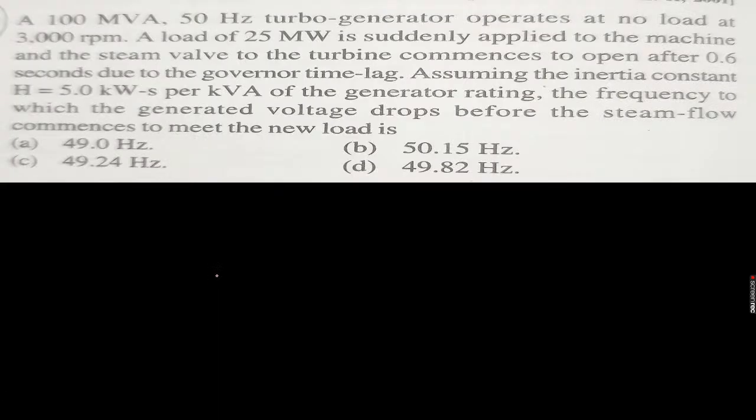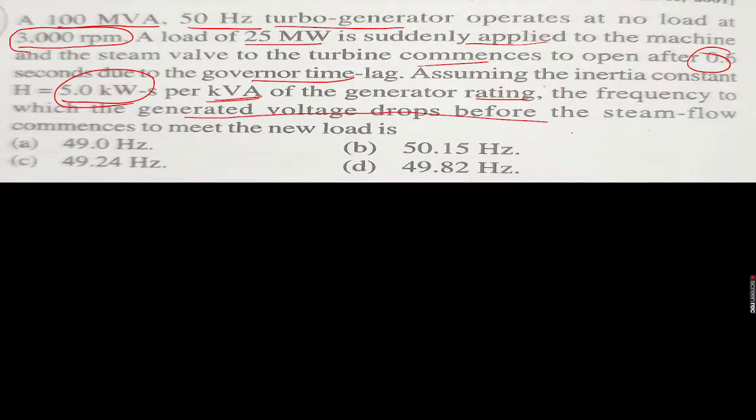Yes, this is one of the most beautiful questions. A 100 MVA 50 hertz turbo generator operates at no load at 3000 RPM. A load of 25 megawatt is suddenly applied to the machine and the steam valve to the turbine commences to open after 0.6 seconds due to the governor time lag. Assuming the inertia constant is 5 kilowatt per kVA of the generator rating, the frequency to which the generator voltage drops before the steam flow commences to meet the new load is dash.